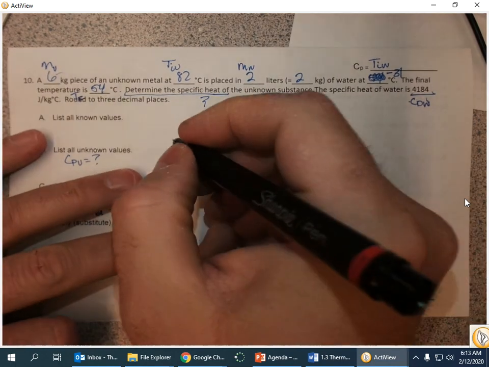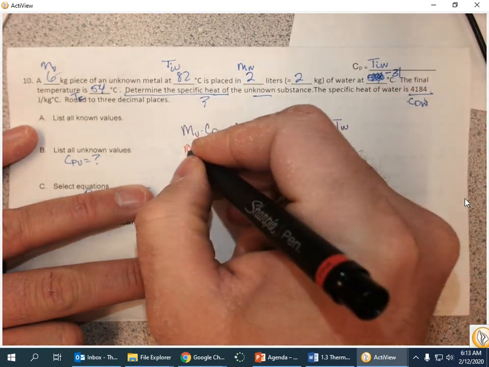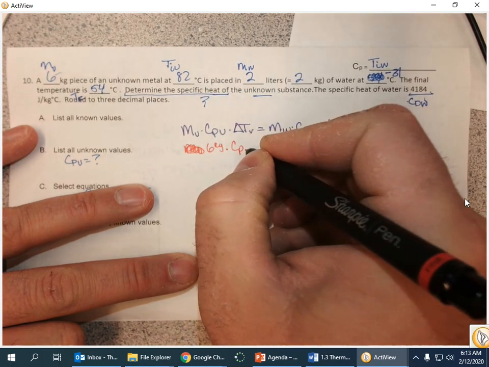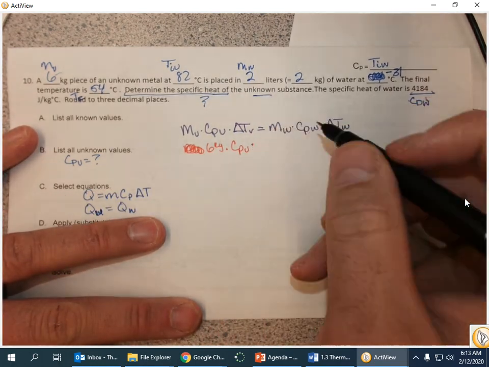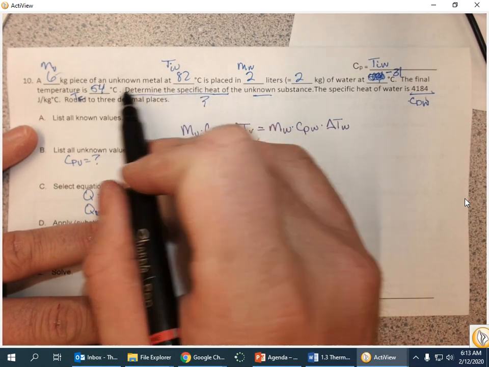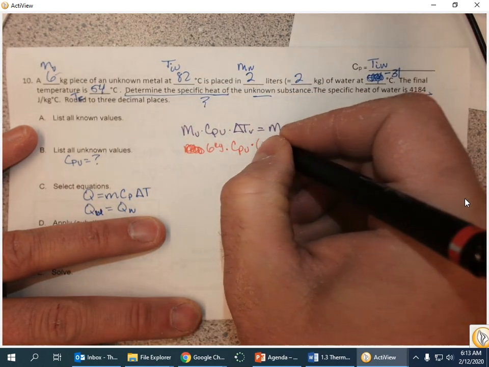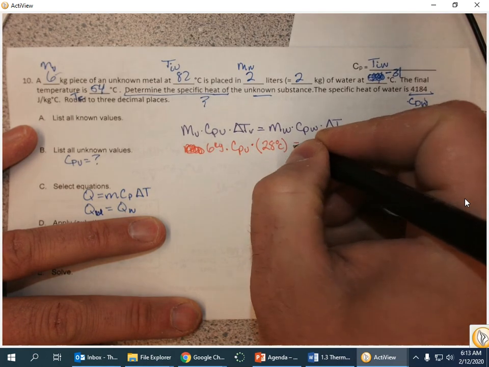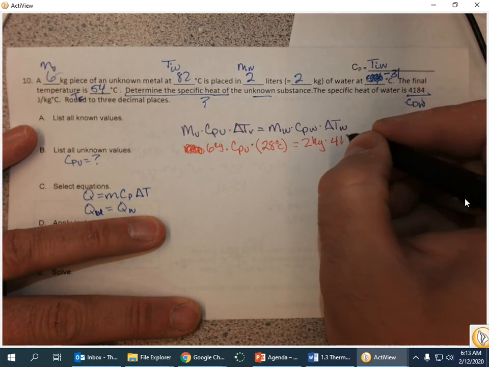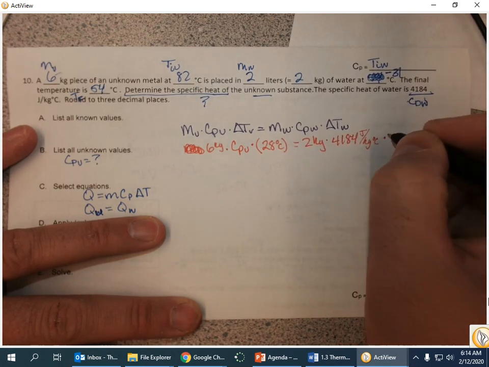Plugging in, I do know the mass of the unknown, 6 kilograms. I don't know its specific heat capacity. I do know its change in temperature. It went from 82 to 54, so that's dropping 28 degrees Celsius. And the mass of the water is 2 kilograms. Specific heat is 4184 joules per kilogram degrees Celsius.